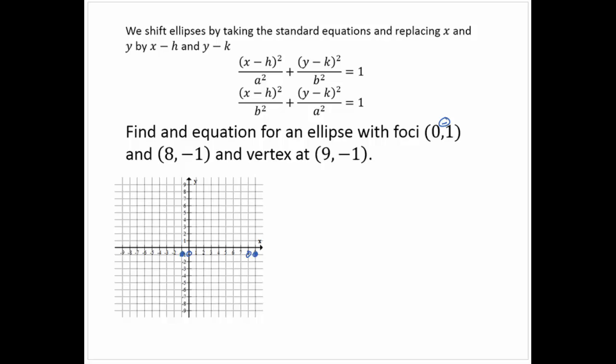Alright, so let's see. Notice that this is not on the x-axis or the y-axis. It does have a horizontal major axis. Alright, so we know that. Now, what's the center? Well, the center is going to be halfway between the foci, and so then the center is going to be at 4, -1.